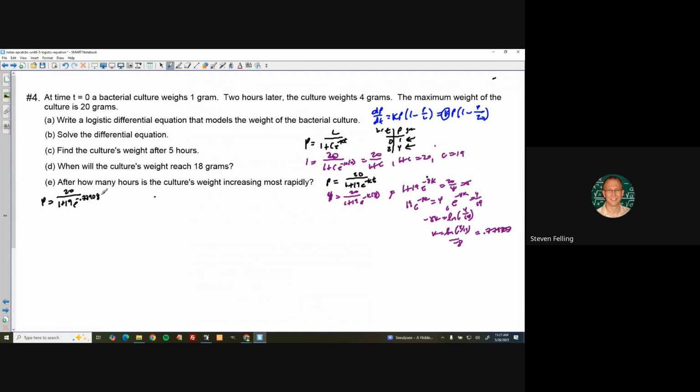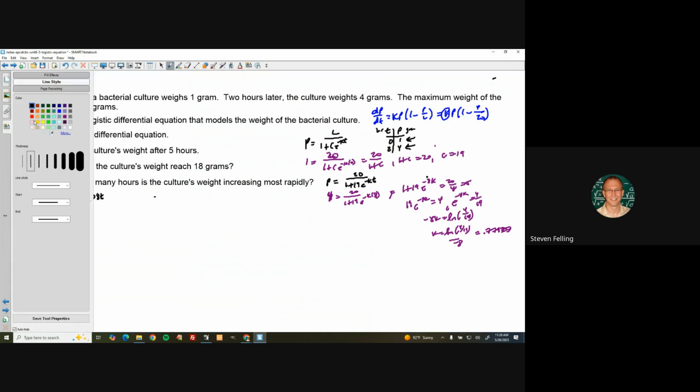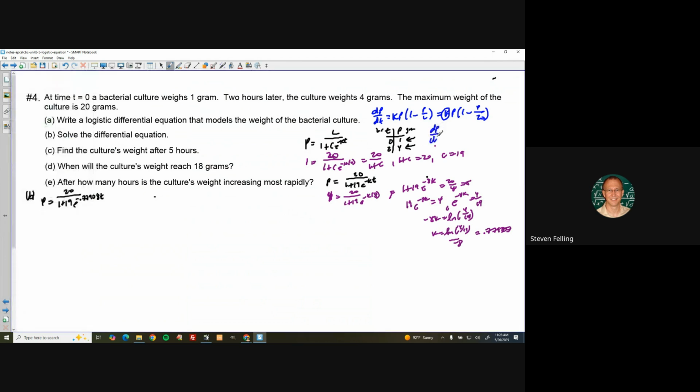t. Now we have a complete model, and that's the answer to part B, the solution to the differential equation with all the constants filled in. Now that I know my k is 0.77908, I can go back to part A and finish it, because I needed that k and it's the same k. So the differential equation is dP/dt is 0.77908P times 1 minus P over 20. This is the differential equation that matches the solution.